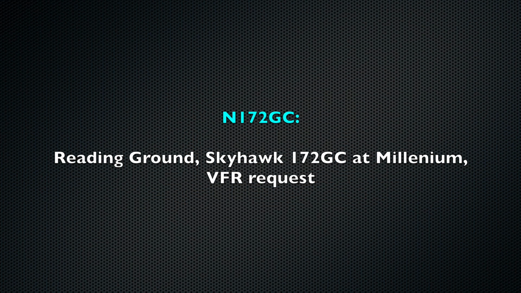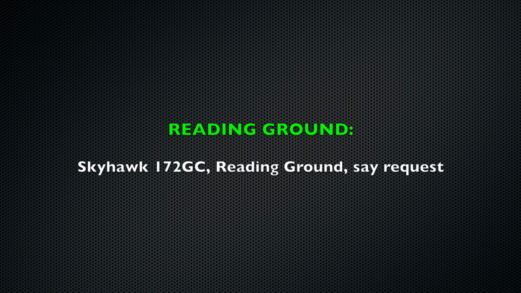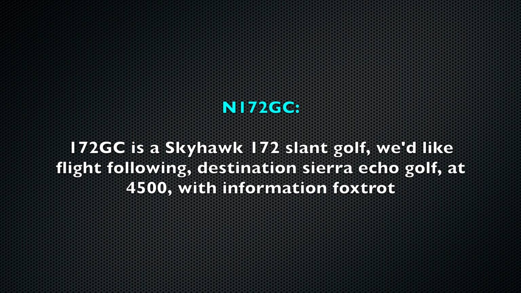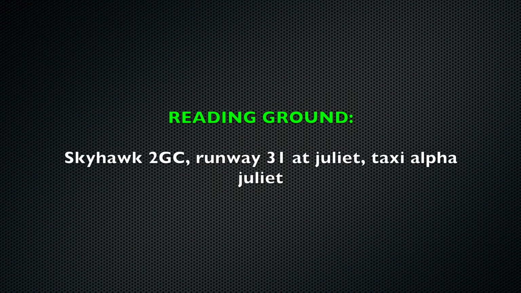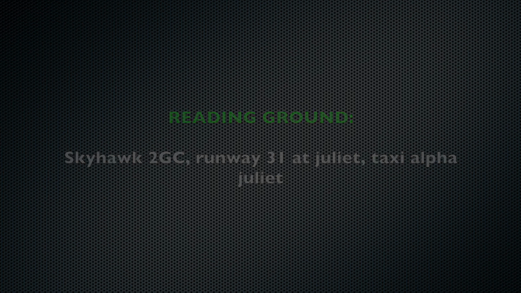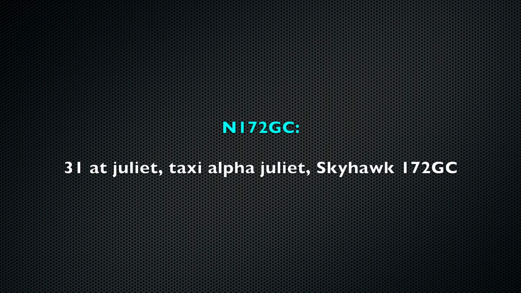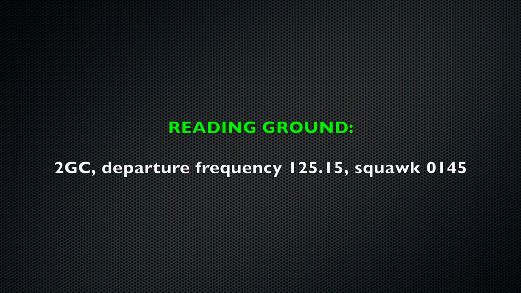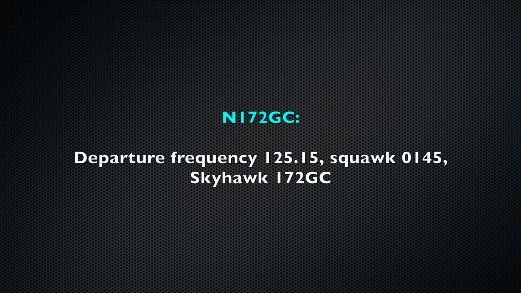Reading ground, Skyhawk 172 Golf Charlie at Millennium, VFR request. Skyhawk 172 Golf Charlie, Reading ground, clear request. 172 Golf Charlie, requesting flight following, destination Sierra Echo Golf at 4,500. Skyhawk 2 Golf Charlie, runway 31 Juliet, taxi Alpha Juliet. Runway 31 at Juliet, taxi Alpha Juliet, Skyhawk 172 Golf Charlie. 2 Golf Charlie, departure frequency 125.15, squawk 0145. Departure frequency 125.15, squawk 0145, Skyhawk 172 Golf Charlie.